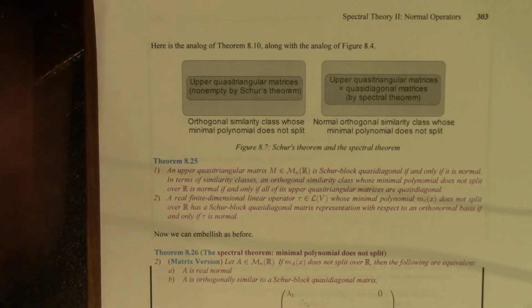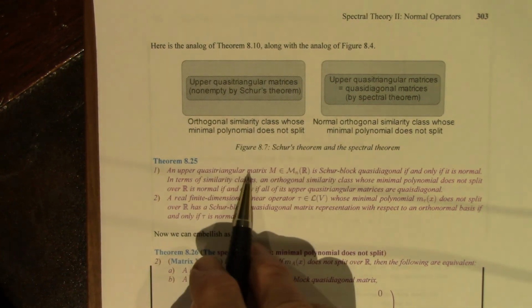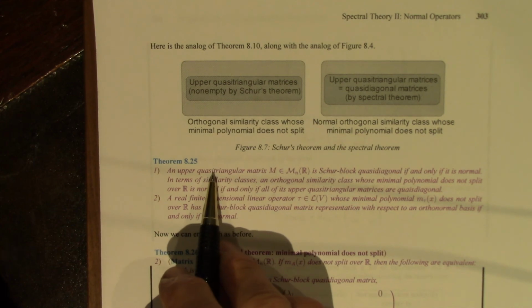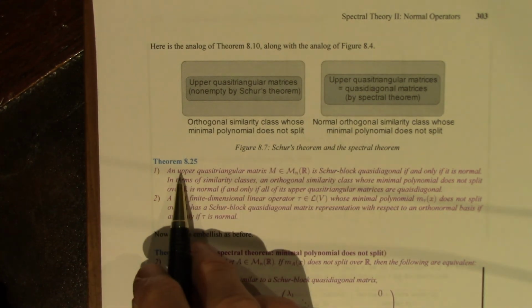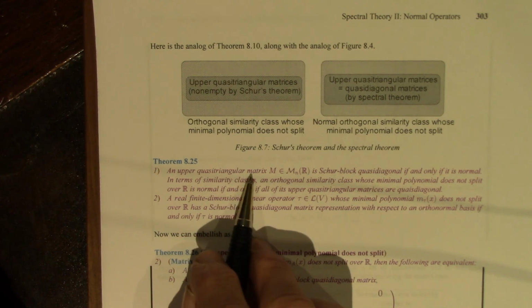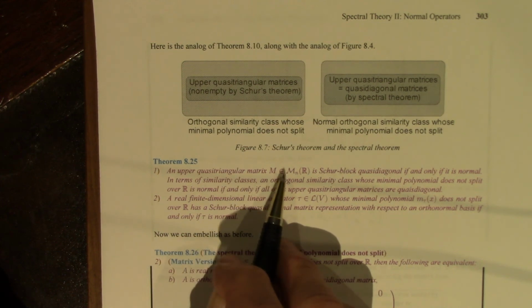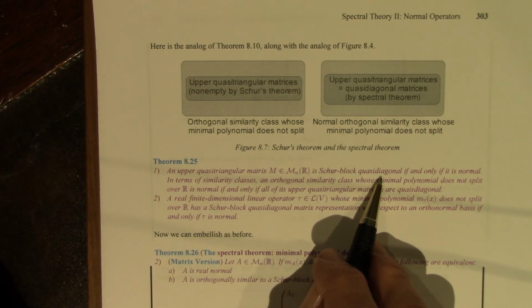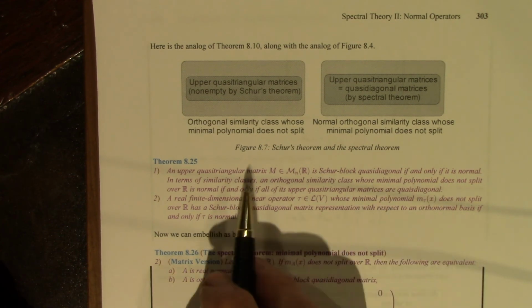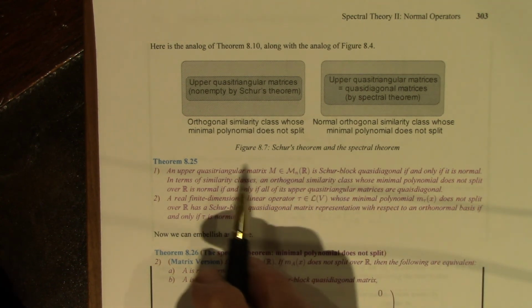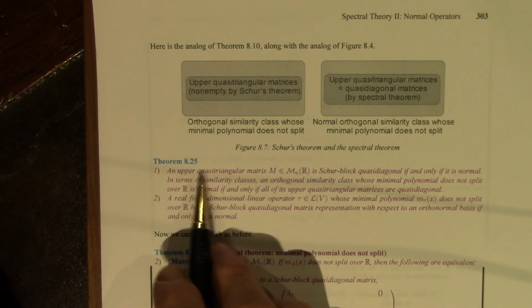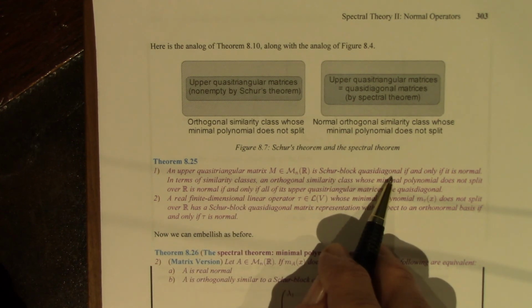So here is the analog of this theorem, theorem 8.10, in the case where the minimal polynomial doesn't split. And here's the corresponding picture. An upper quasi-triangular matrix M is Schur block quasi-diagonal if and only if it's normal. So normality allows us to, I guess it depends on how you think of it, upgrade or downgrade, I don't know. Let's say upgrade quasi-triangular to quasi-diagonal.